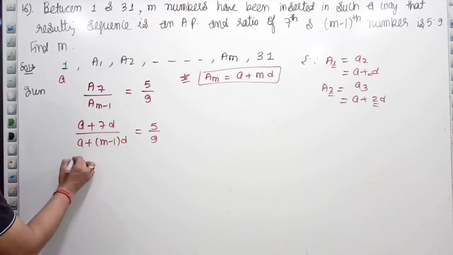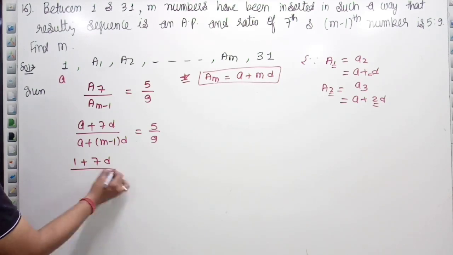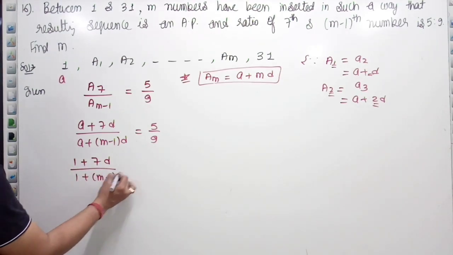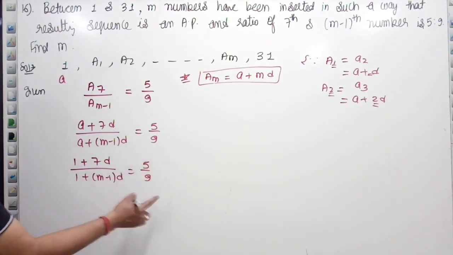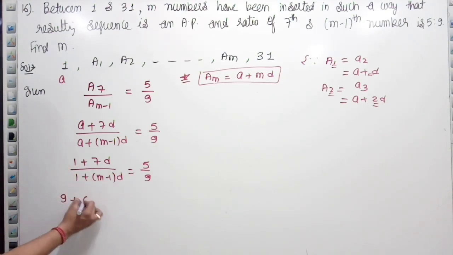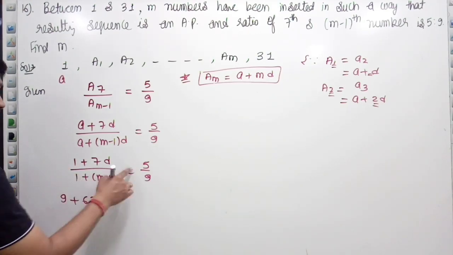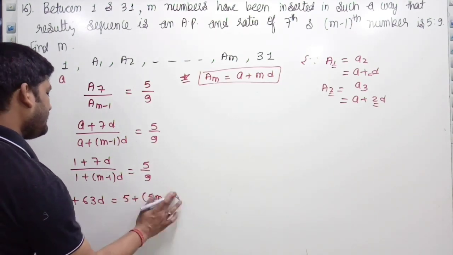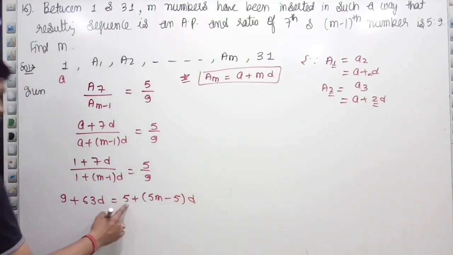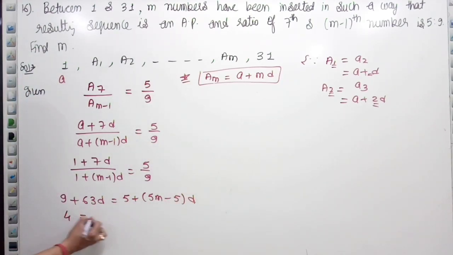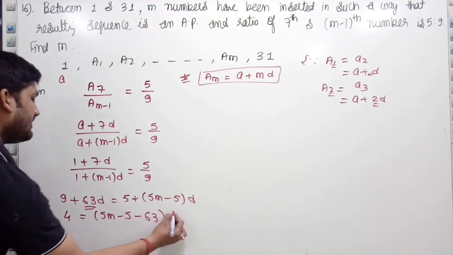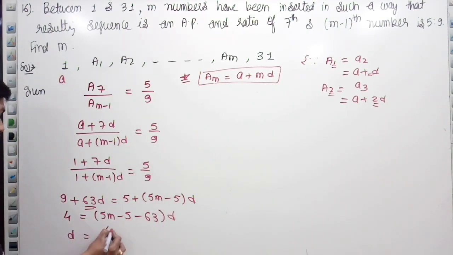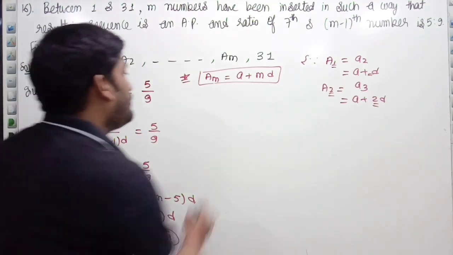This is 1 plus 7d upon 1 plus (m minus 1) into d is 5/9. Cross multiply: 9 ones are 9, 9 sevens are 63d, this 5 ones are 5 plus (5m minus 5) into d. So 9 minus 5, that is 4, equal to (5m minus 5) d, and this 63d goes to the other side as minus 63d, so d is equal to 4 upon 5m minus 68. This is equation number 1.